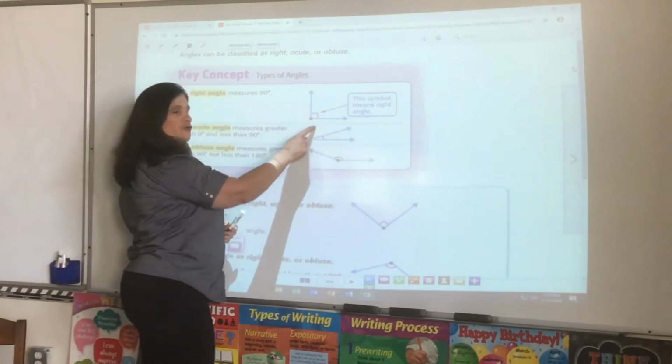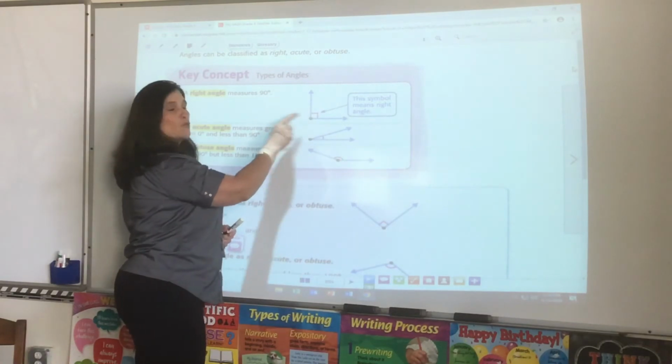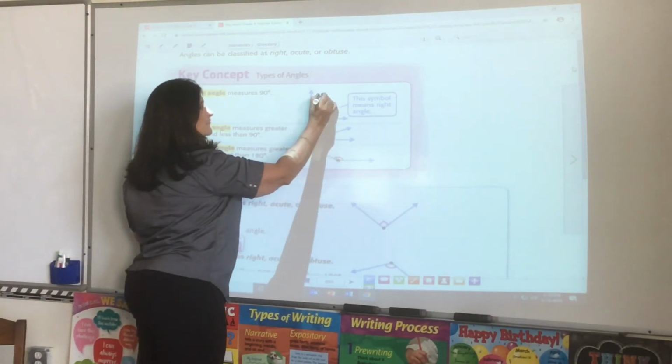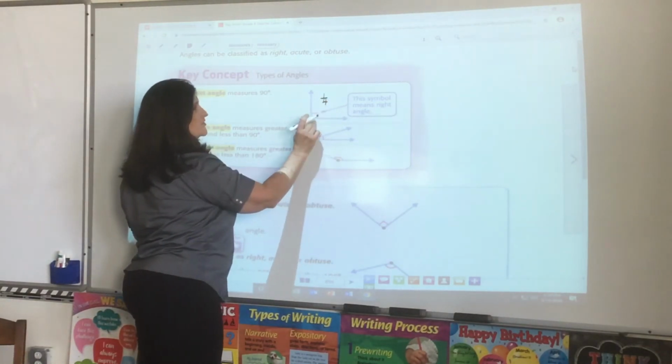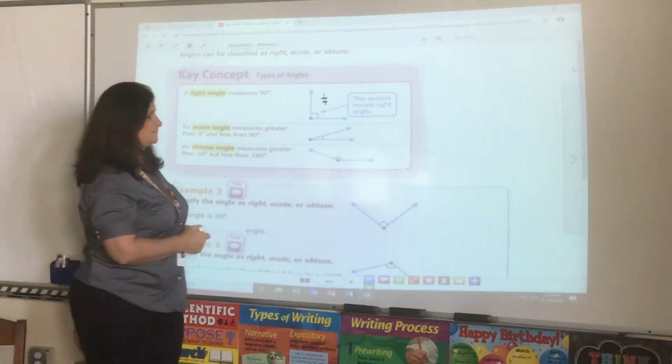Remember, a whole circle, if you were to start here and go around, that would be 360. This is 1/4 of a turn, okay? But this is also 90 degrees. When you see that square, that represents 90 degrees.